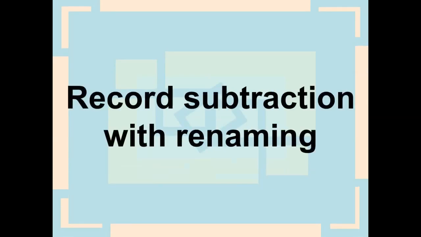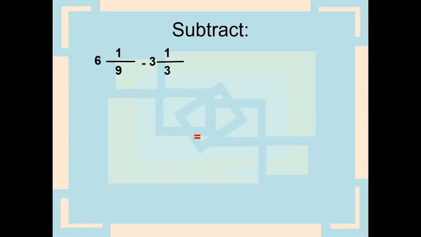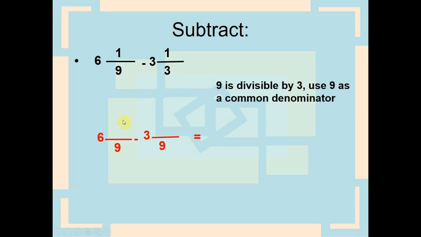Our lesson today: subtraction with renaming. Example number 1. Subtract 6 and 1/9 minus 3 and 1/3. Firstly, we start to make a common denominator. We write the whole numbers first, the same, 6 and 3. Then, because 9 is divisible by 3, we use 9 as a common denominator.